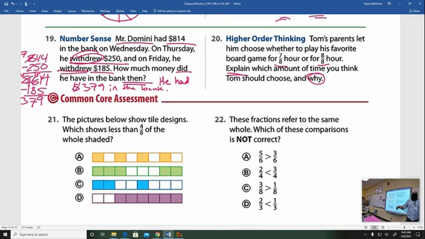Oh, okay, so Jack said no because he doesn't like board games. So he thinks Tom should choose 7/8 because he doesn't like board games. But we're inferring that Tom likes board games because it says his favorite board game for 7/8 of an hour. So somebody give me one complete sentence. Jack. 1 hour because it's his favorite game. That's good. I like that sentence.